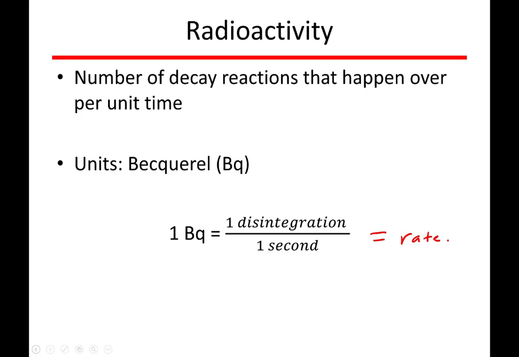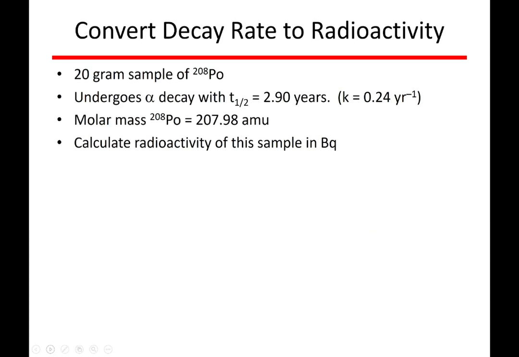All right, and that's going to be helpful for us in our next example when we're going to talk about how we can calculate the radioactivity or how we will calculate this decay rate. We're going to refer back to our previous example that we worked on in our last problem, where we dealt with our 20-gram sample of polonium-208 that was undergoing alpha decay with a half-life of 2.9 years. In the previous example that you saw in our last video, we found that the rate constant for this was 0.24 years to the minus 1. Additionally, we were given what the molar mass of polonium-208 was in our previous video, and we want to now find what the radioactivity of this sample is in units of becquerel.